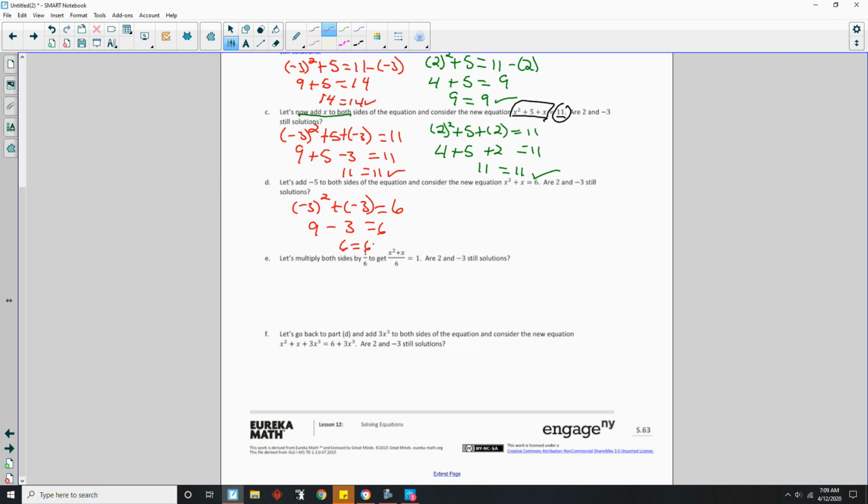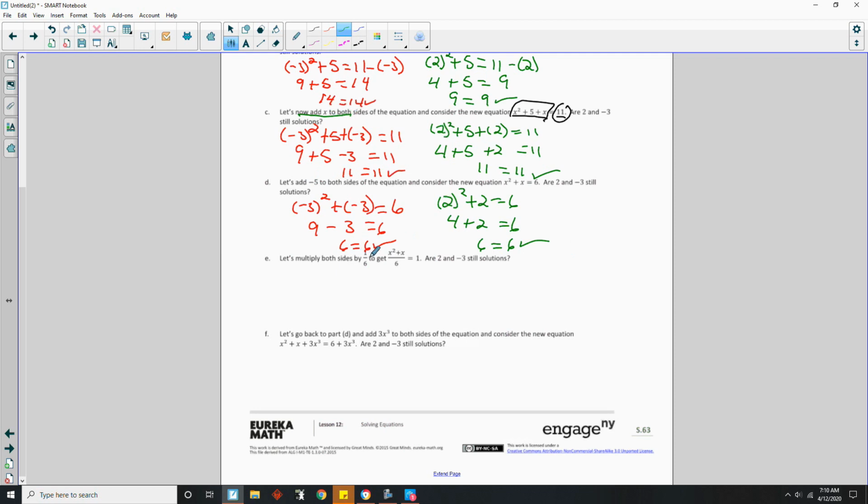6 equals 6, that is true. And then I choose to use 2. 2 squared plus 2 equals 6. 4 plus 2 equals 6. 6 definitely equals 6. So adding a negative number to both sides makes the equation still true.